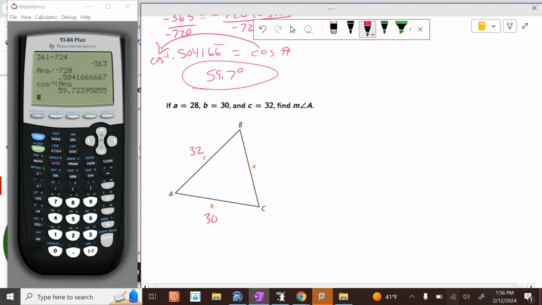32, 30, 28. So if I'm looking for angle A, which of the 3 formulas do you use? The first, the second, or the third? First: A squared equals B squared plus C squared minus 2BC cosine of A. A is 28, B is 30, C is 32.